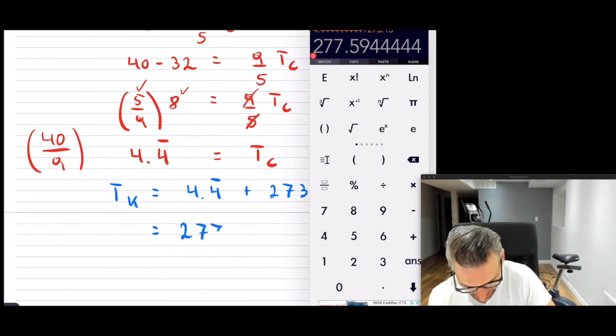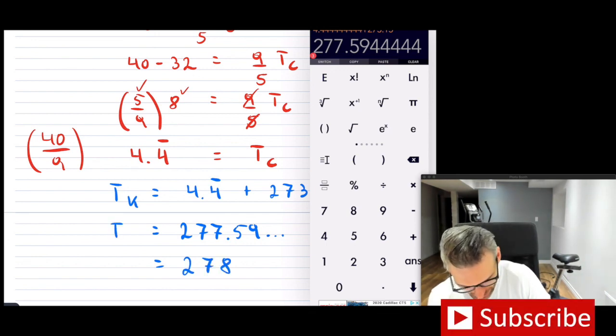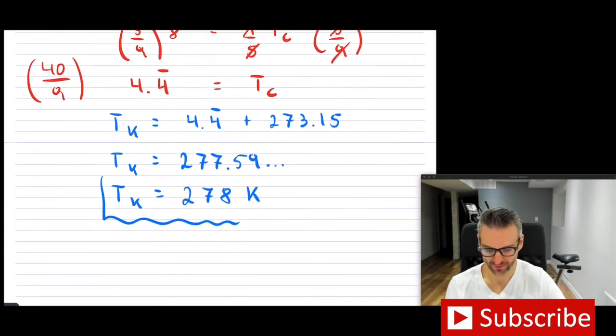That's 277.59 and so on. Now I can round it, so that would have been 278, and this is Kelvin. And that would finish your question, and then you would have it rounded as well.